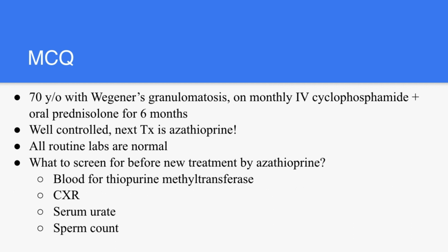has got this thiopurine methyltransferase as normal level, while 11% are deficient. So those who are deficient are much more prone to develop myelosuppression when they are given azathioprine. So before giving azathioprine, we have to screen for this enzyme, which is known as thiopurine methyltransferase.